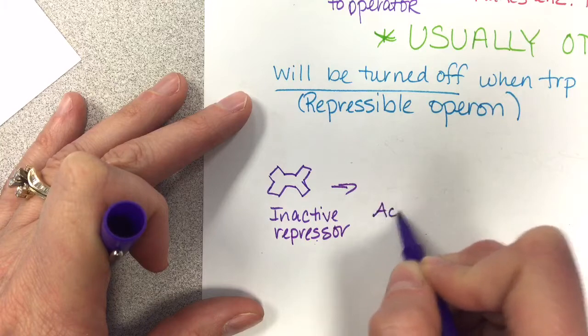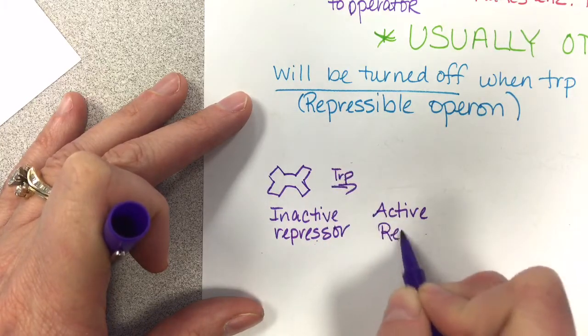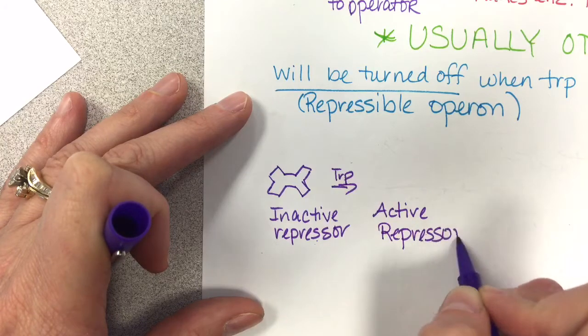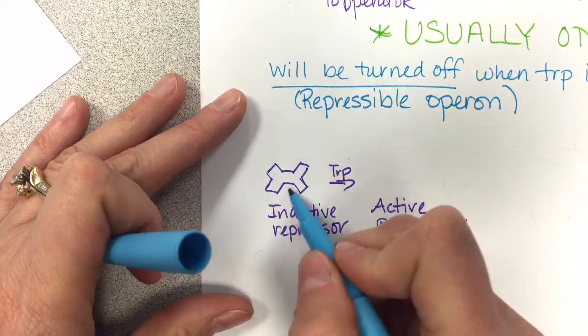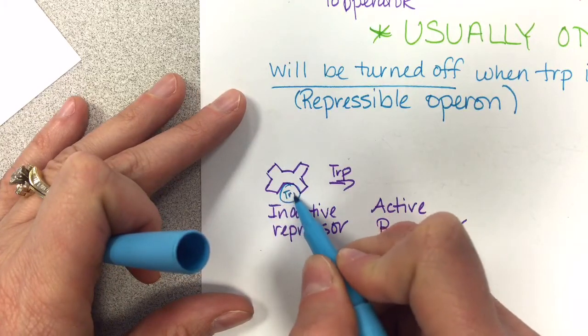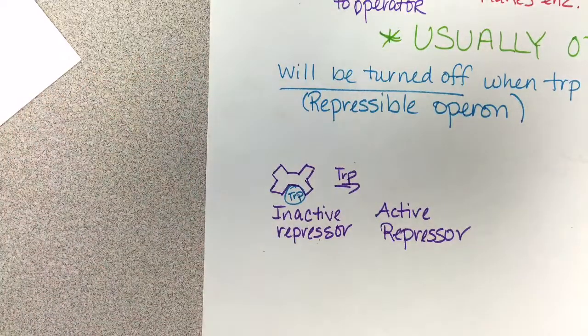It becomes active when tryptophan is present. If there's tryptophan present, it becomes an active repressor. So what does that mean? Tryptophan can bind to it. So here's tryptophan, binds to it, and changes the shape.